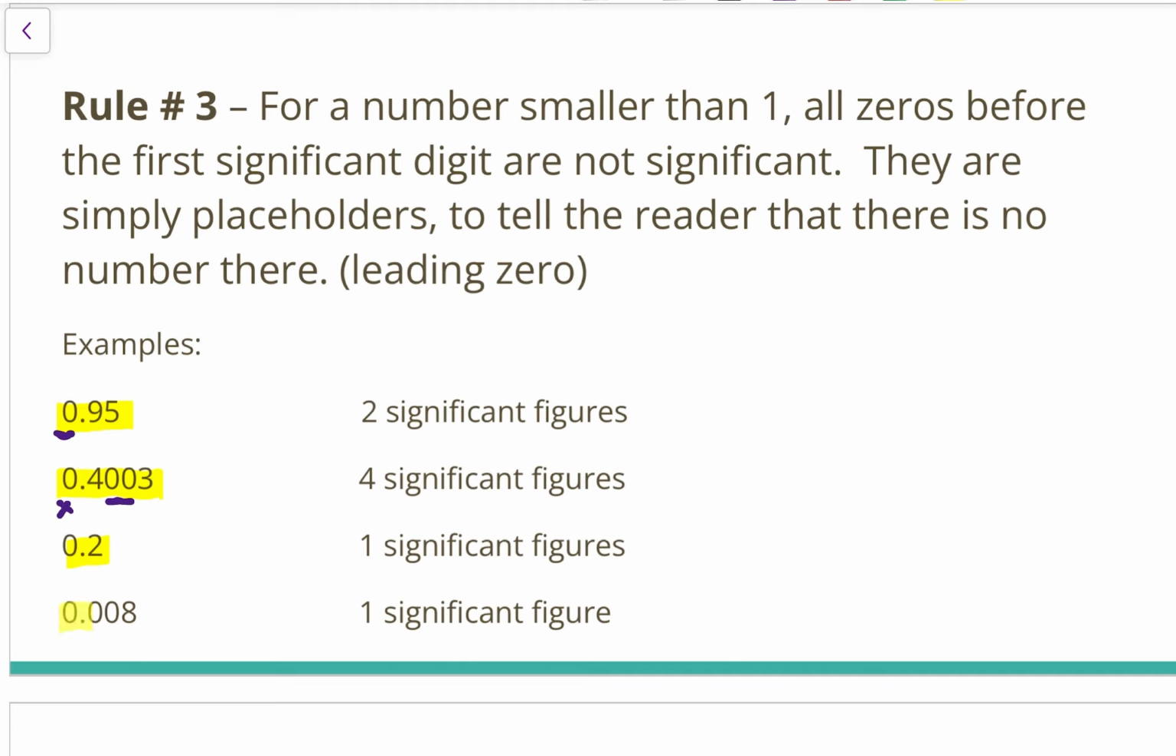This is where it gets weird. 0.008, these first 2 zeros don't count. They're just placeholders to get the 8 in the right spot, so that is a 1-digit number. So leading zeros get a little bit messy. If we're smaller than 1, the leading zeros do not count.